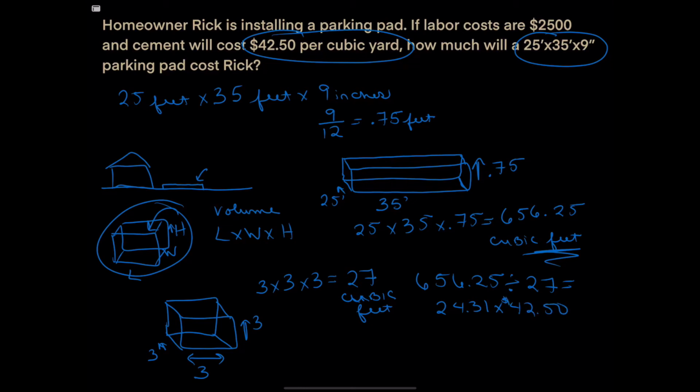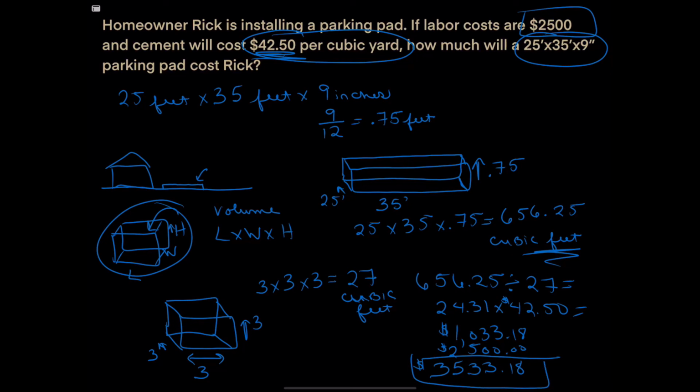I'm going to go ahead and multiply that by our 42.50, which was our price per cubic yard. And when you do that, we find that it's going to cost just for the supplies $1,033.18. Now, this is not the answer, because that is just supplies. We've got to add this $2,500 for labor. So when we add the $2,500 for labor, we get a total of $3,533.18. That is our total.